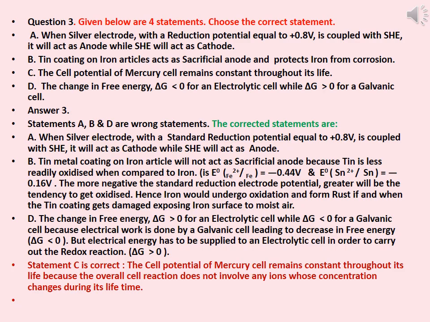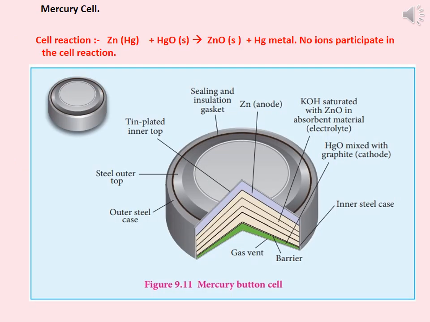Statement C is the correct statement. The cell potential of mercury cell remains constant throughout its life because the overall cell reaction does not involve any ions whose concentration changes during its lifetime. In the next slide, I have shown the mercury cell. If you look at the mercury cell, it's a secondary cell. It is in the form of a small steel button. It is used in wristwatches and other such electronic devices.